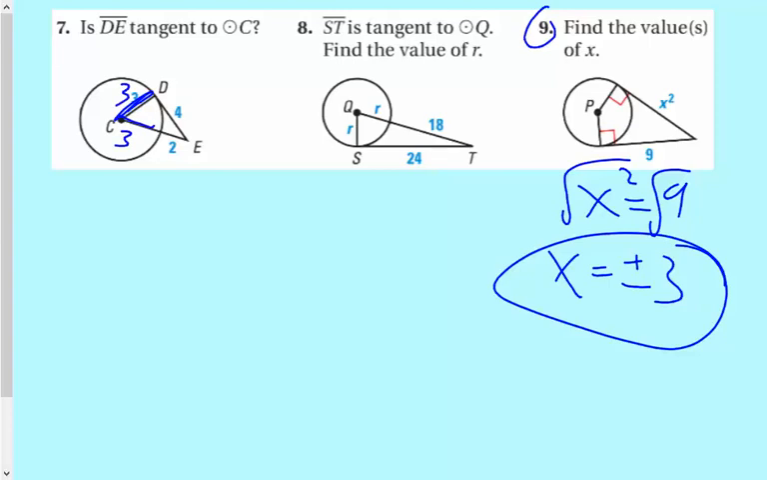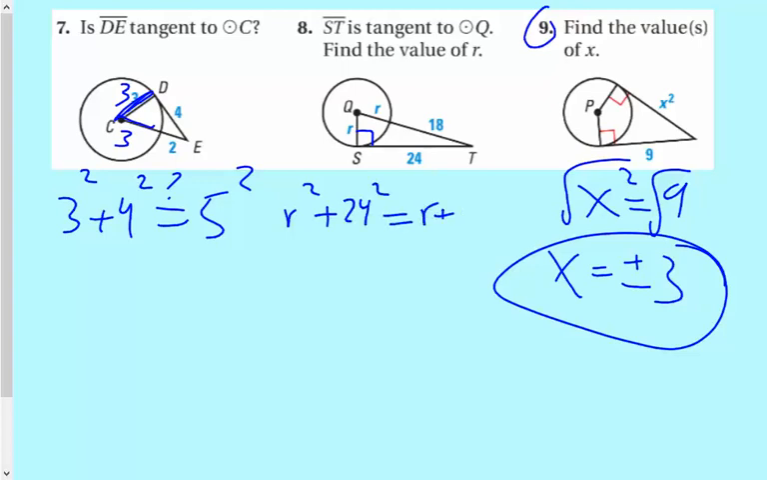So you do 3 squared plus 4 squared, is that equal to 5 squared? And then you check that. Here you do r squared. This one is tangent, so this one's saying that's a right angle. r squared plus 24 squared is equal to r plus 18 squared. And then you would approach this problem just like the example I just did on the previous slide. So that'd be the setup for those two.